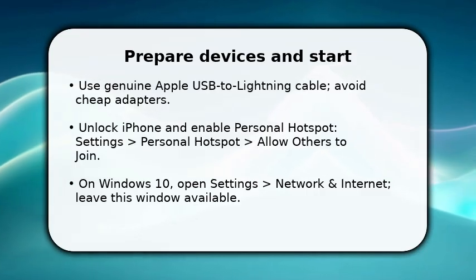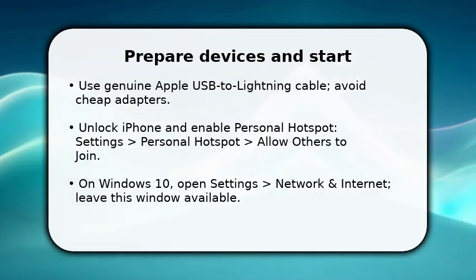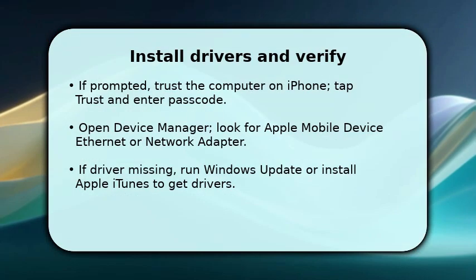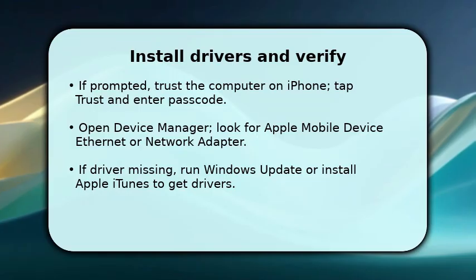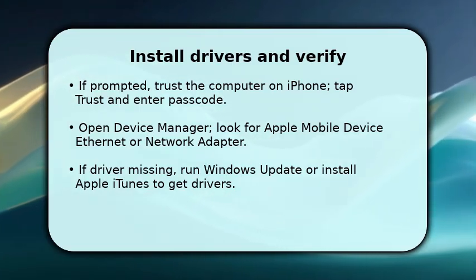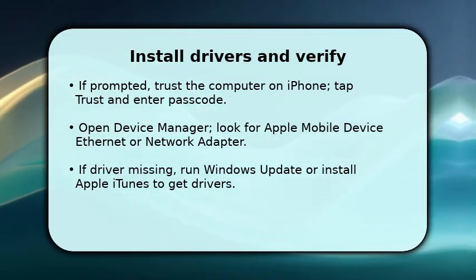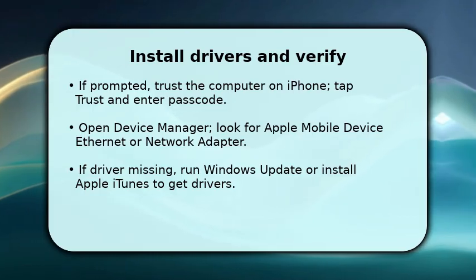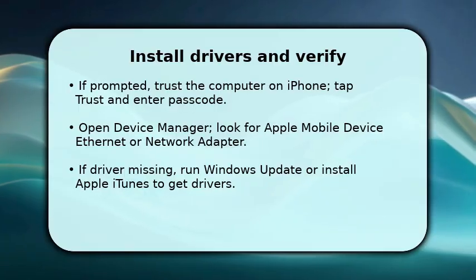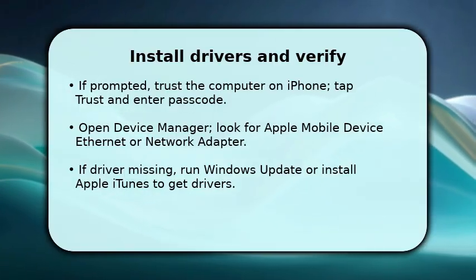Make sure Windows Settings, Network, and Internet is open so you can watch the adapter appear and be ready to install drivers if prompted. Once the cable is connected and Personal Hotspot is active, you may need drivers on Windows. When the iPhone prompts Trust this computer, tap Trust and enter your passcode. This authorizes data exchange. Then, in Windows, open Device Manager and locate Apple Mobile Device Ethernet under Network Adapters.